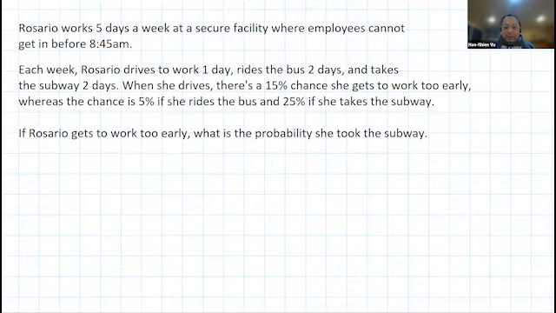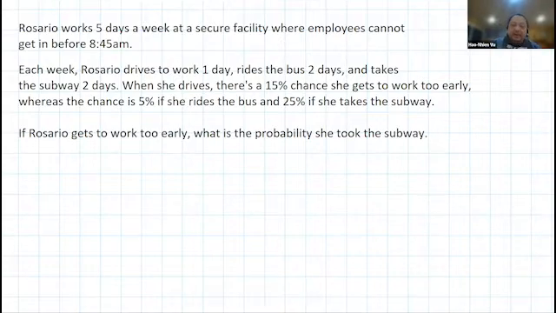Let's take this example. Rosario works 5 days a week at a secure facility where employees cannot get in before 8:45 a.m. Each week, Rosario drives into work 1 day, rides the bus 2 days, and takes the subway 2 days. If she drives, there's a 15% chance she gets to work too early, whereas the chance is 5% if she rides the bus and 25% if she takes the subway. If Rosario gets to work too early, what is the probability she took the subway?